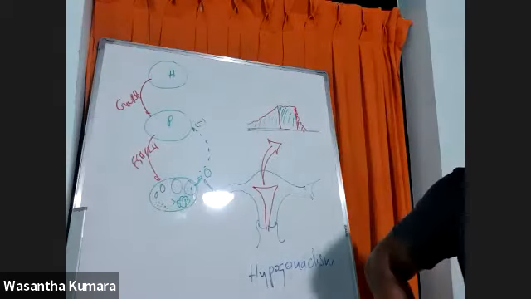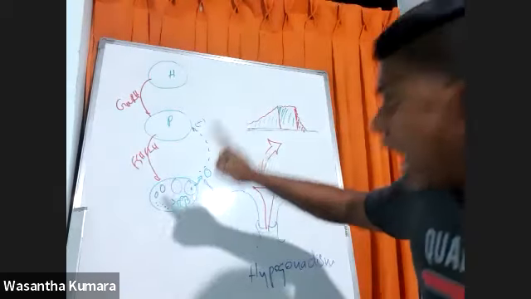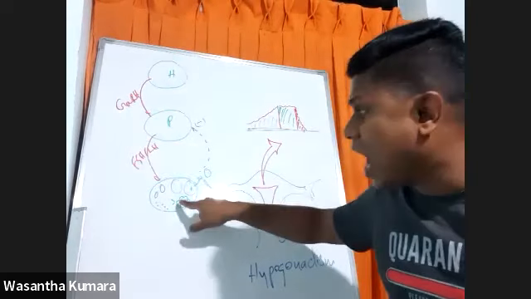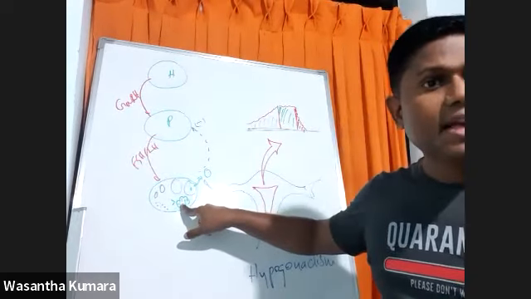So in the exam, if you see the term hypergonadotrophic hypogonadism, example is menopause.